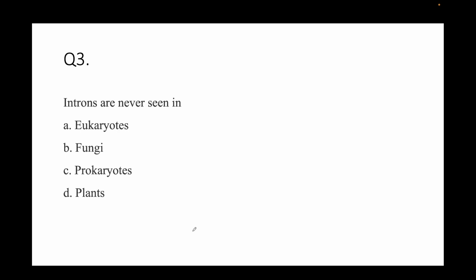Okay, so I see most of you have answered C, that is prokaryotes. Okay, this is your answer, that is prokaryotes. Introns are never seen in prokaryotes. Okay, someone said D, but plants do have introns.